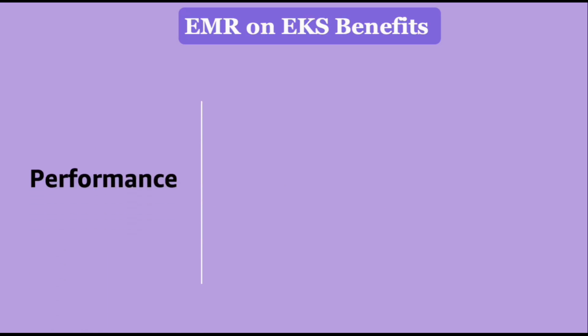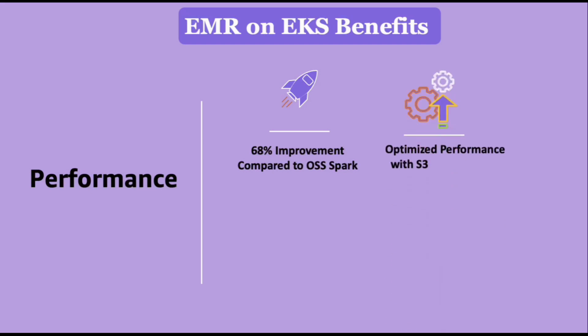Another big one is performance. Some of the experiments again showed a 68% improvement when compared to open source Spark because of the optimized runtime. And there is optimized performance with respect to Amazon S3 as well.